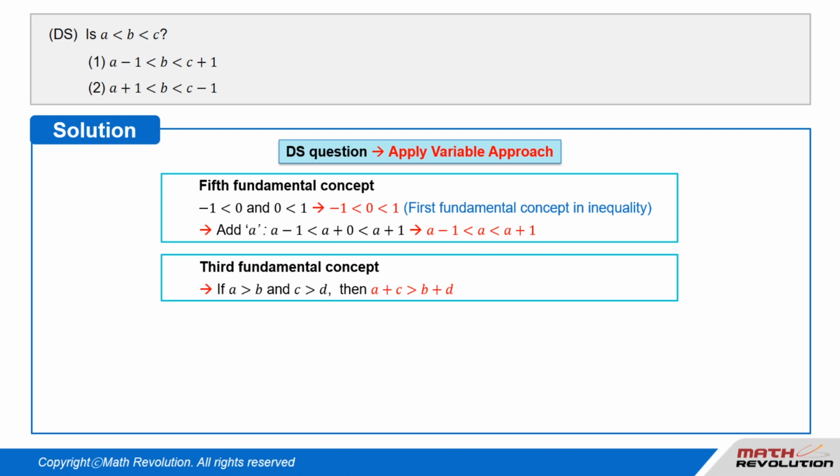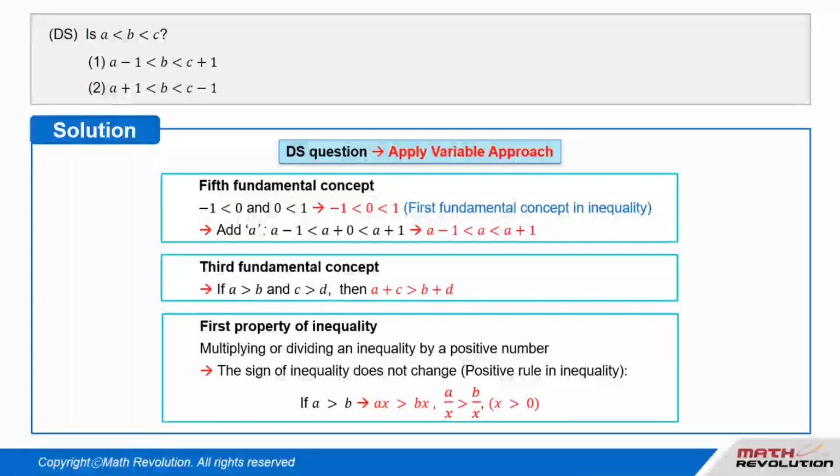The third fundamental concept in inequality. The sum of two larger quantities will be greater than the sum of two smaller quantities. If A is greater than B and C is greater than D, then A plus C is greater than B plus D. The first property of inequality. Multiplying or dividing an inequality by a positive number does not change the direction of the inequality sign, which is the positive rule in inequality. If A is greater than B, then A times X is greater than B times X, and A over X is greater than B over X, where X is greater than 0.